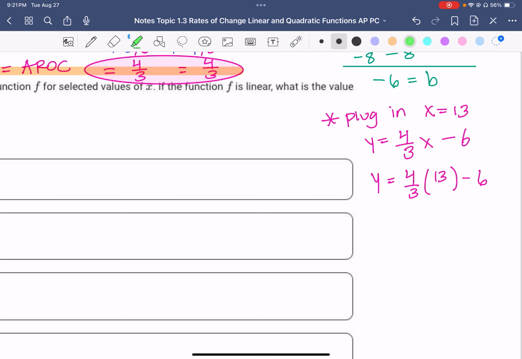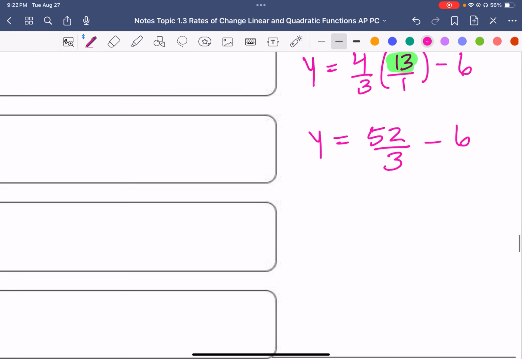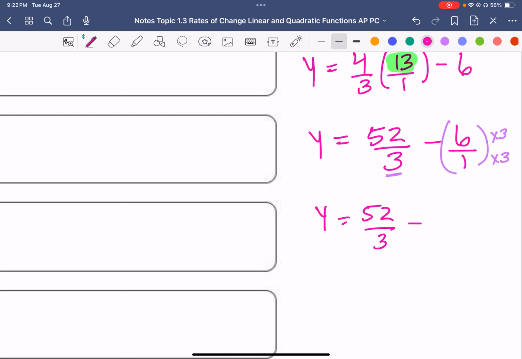Let me color coordinate here. So this 13 is going into this x, which is right here. Again, to multiply easier, you can put that over 1. So 4 times 13 is 52 over 3. And then this is minus 6. Now you can't subtract unless you got the same denominator. So I'm going to put 6 over 1. And then to get the same denominator, because this one is 3, I'm just going to multiply this whole fraction by 3. So 52 over 3 is actually going to stay the same. And then 6 times 3, which is 18, and 3 times 1 is 3.